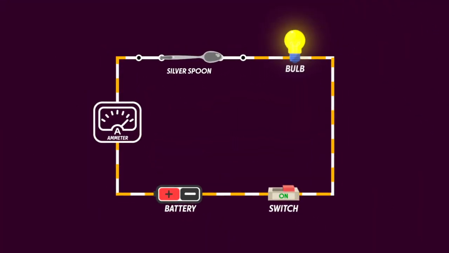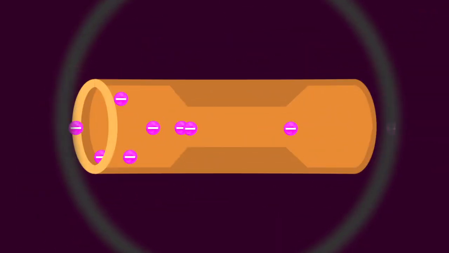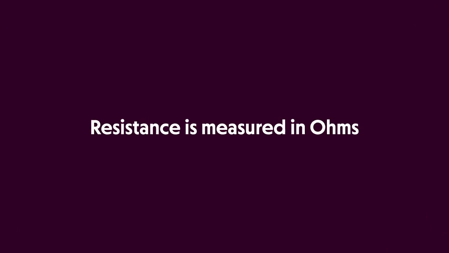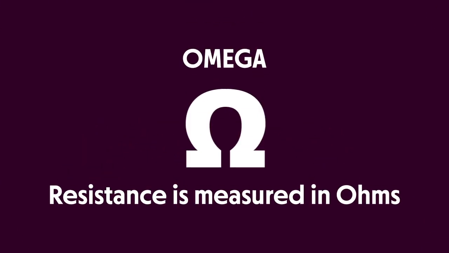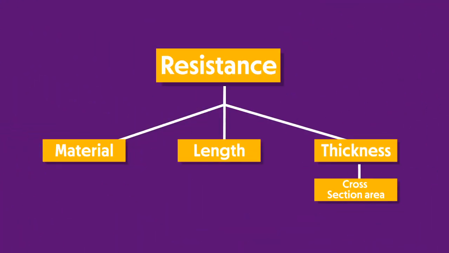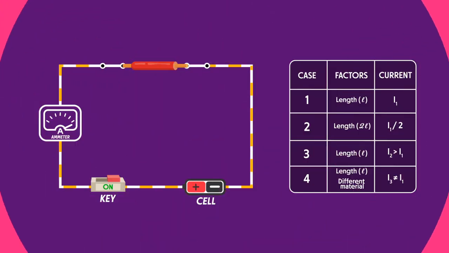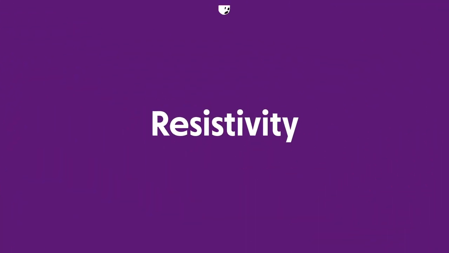So students, in this video, we learned that resistance is a measure of the opposition to current flow in an electrical circuit. Resistance is measured in ohms and symbolized by the Greek letter omega. We also learnt about the factors affecting the resistance of a conductor, along with the introduction of resistivity. We learned how to calculate the resistance of a circuit. In the next video, we will learn about resistivity in detail.